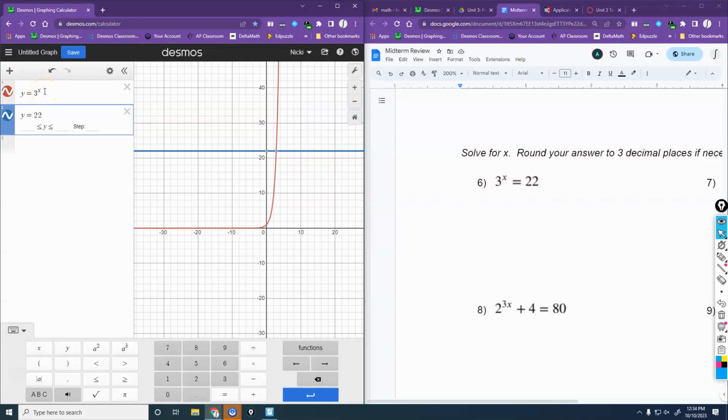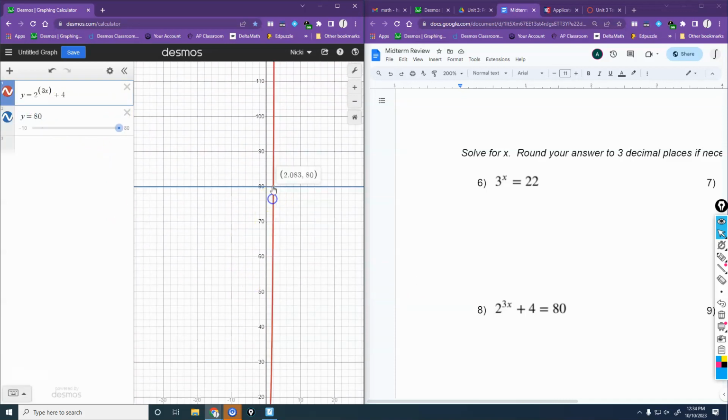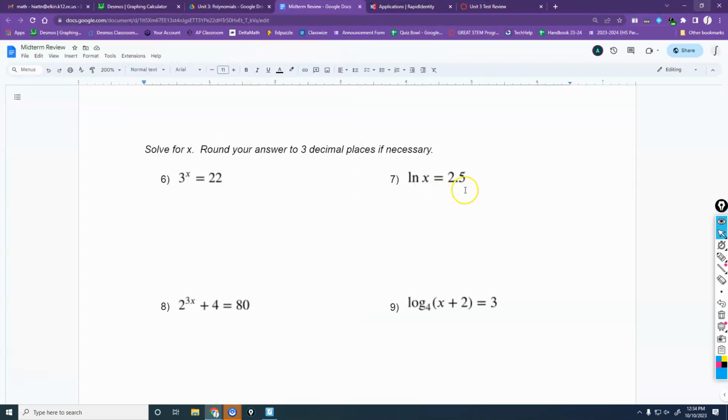So you can just Desmos all these. You can do the harder ones, like if you do this one, 2 to the 3x plus 4 and 80 right here. Now I don't see it, but that's because it's up here. There's my answer. So you can Desmos all these, but let's look at how to do them by hand.